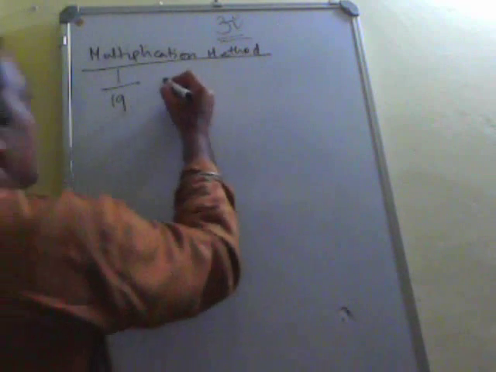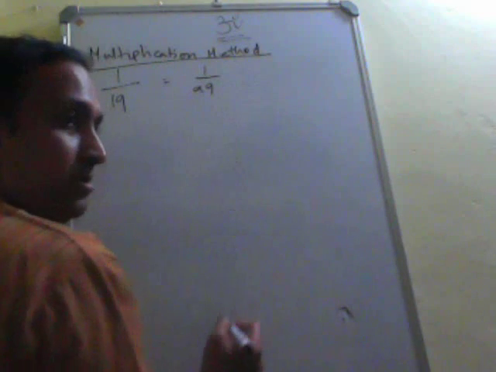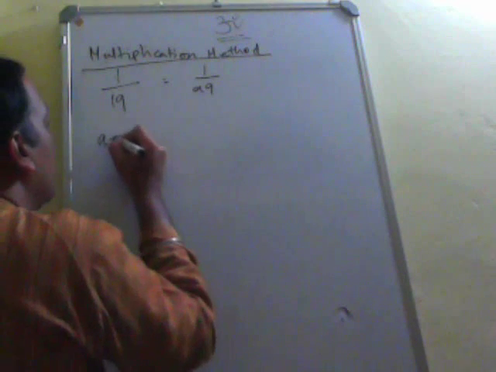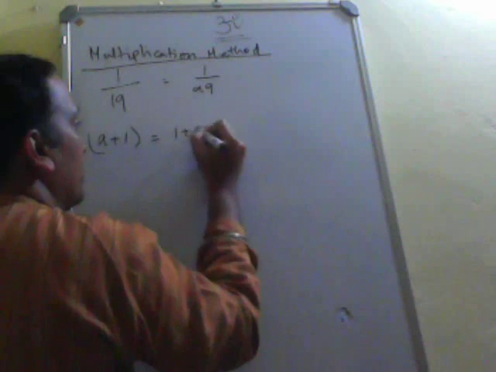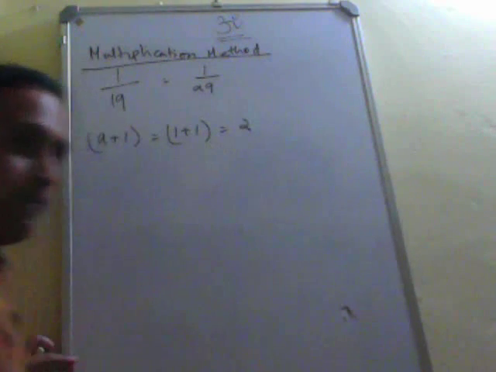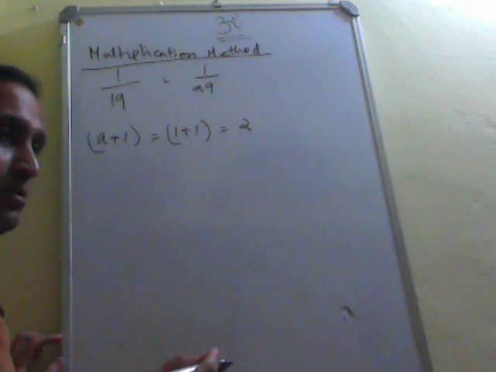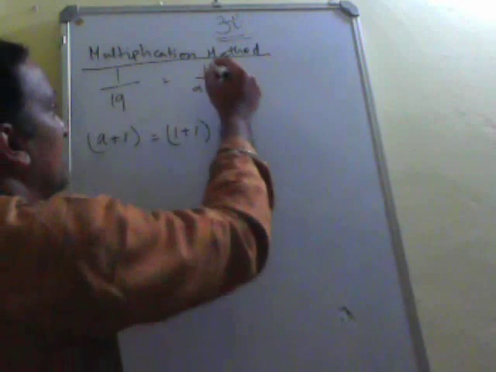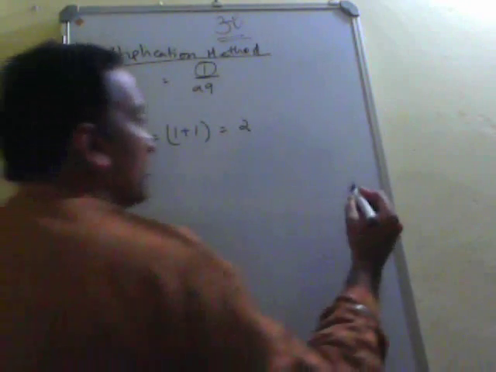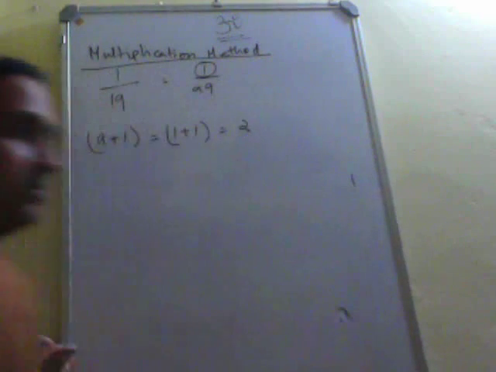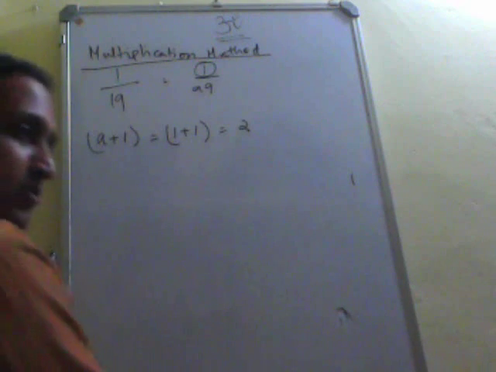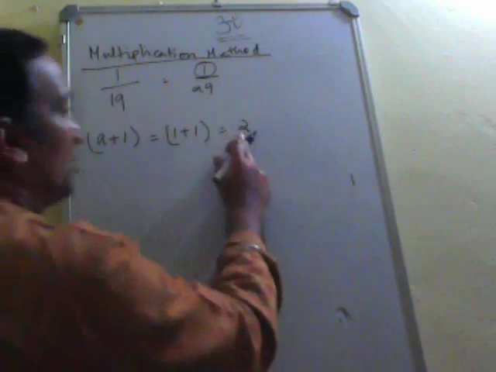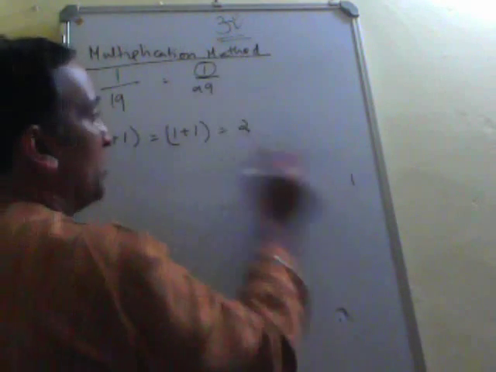So 1 by 19 is in the format 1 by a9. What do I have to use as the multiplier? A plus 1, which is 1 plus 1, that is 2. What do I have to multiply it with? The numerator here. So I start with 1. For division I started writing like this; for multiplication I start writing like this. That is the difference. First I start with 1, then I multiply 2 into 1.